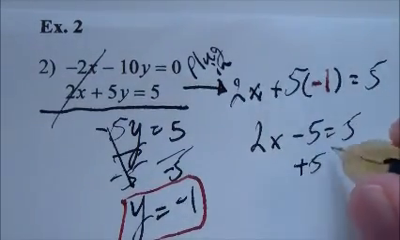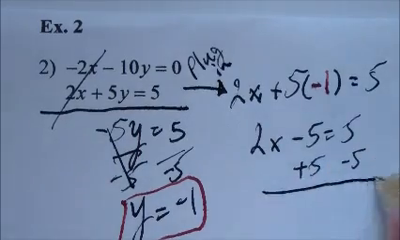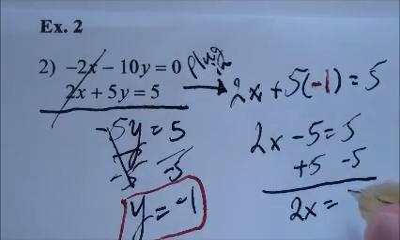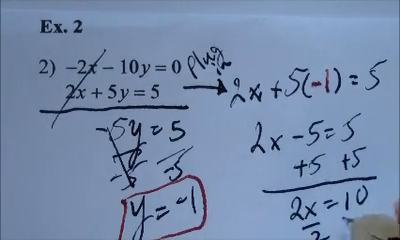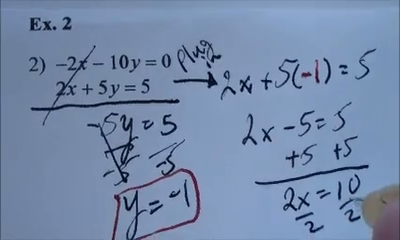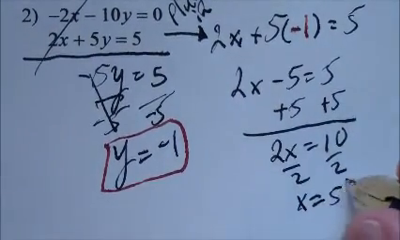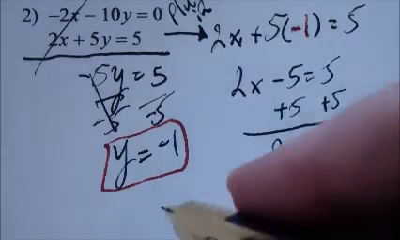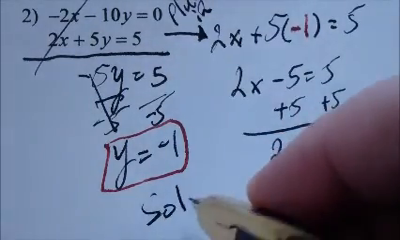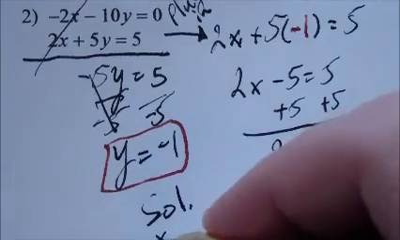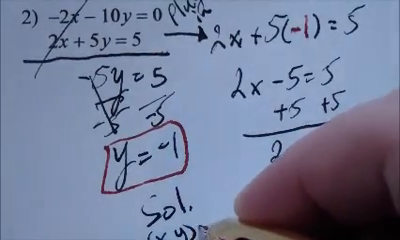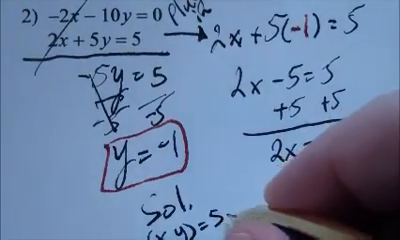Add 5 to both sides. 2x is equal to 10. Divide both sides by 2. We're going to find, lo and behold, that x is equal to 5. So our solution, x, y, it's going to be 5, negative 1.